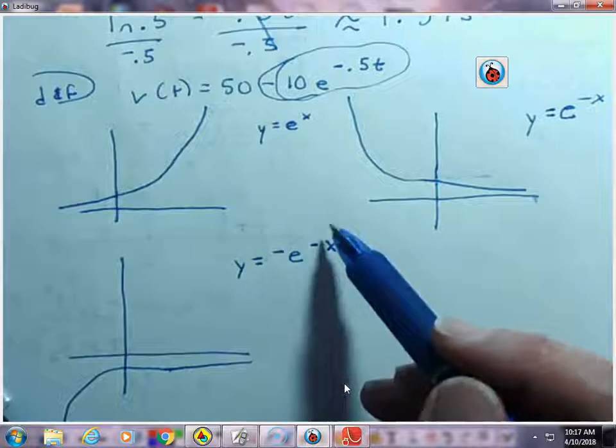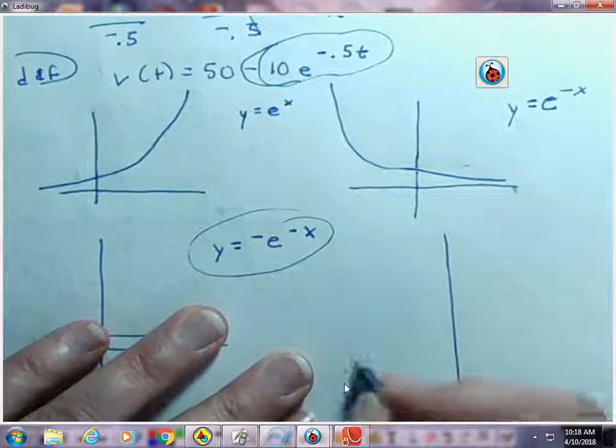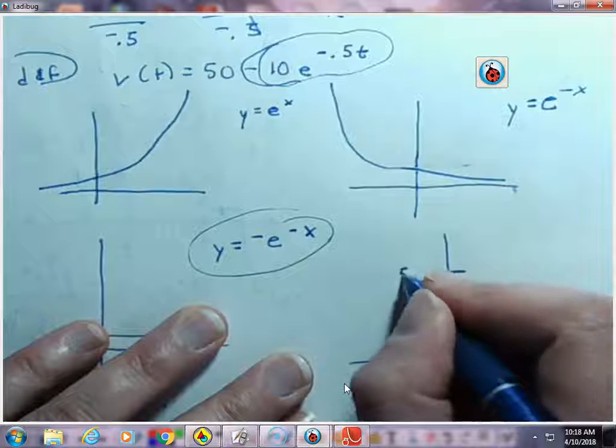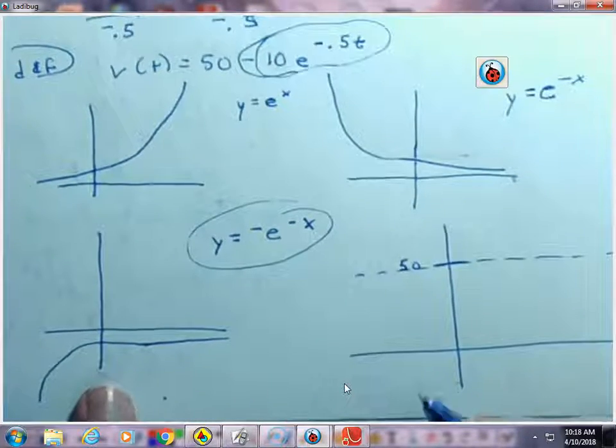So I'm basically going to have this shape, but I'm going to have an asymptote at 50. So that's what I'm going to draw, a nice little asymptote here at 50. And I'm going to have this same shape.